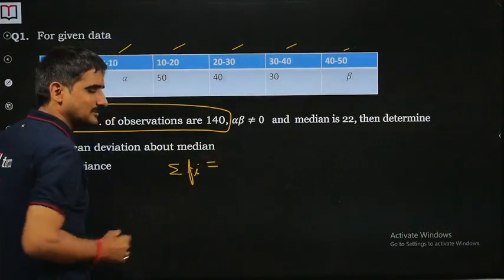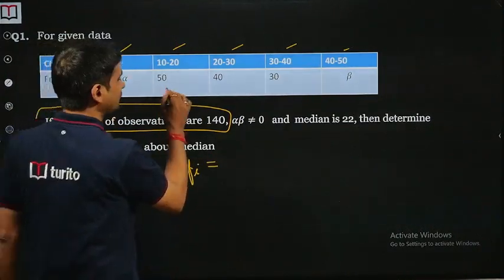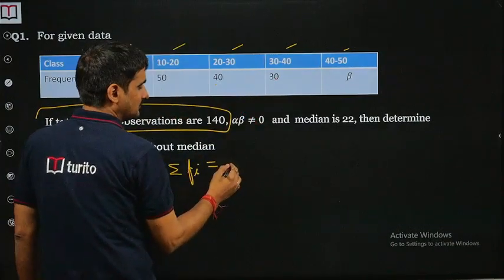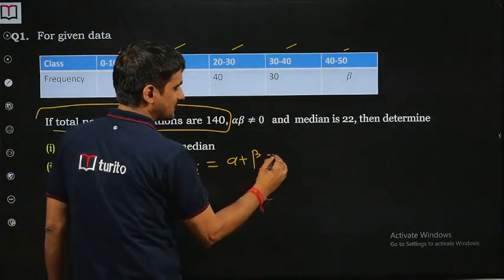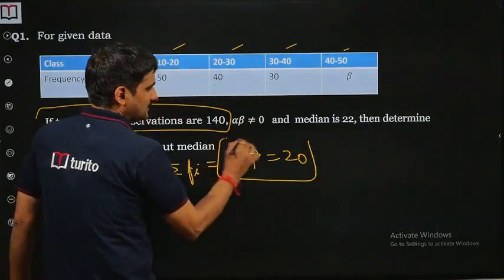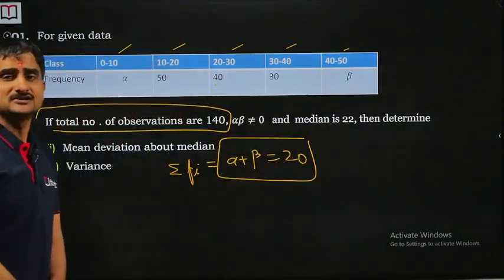So what are we given? The sum of all the frequencies. How much is it? 50, 40, 90, 120. So alpha plus beta is 20. That's one relation we have. And the median is 22.